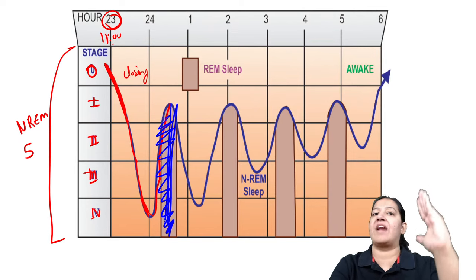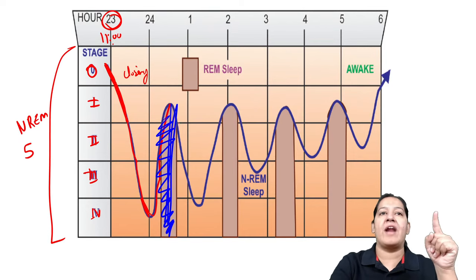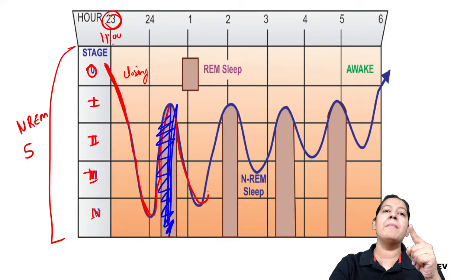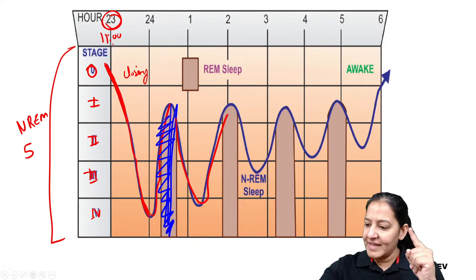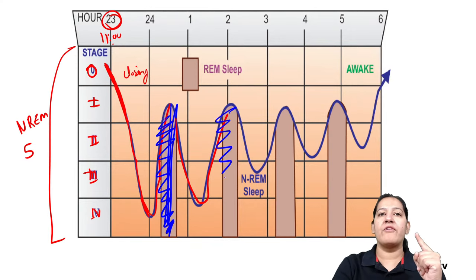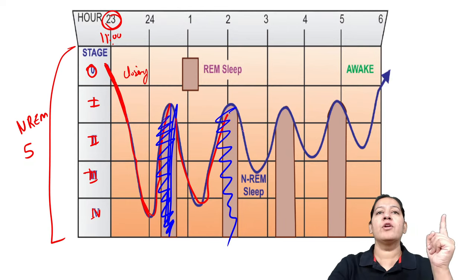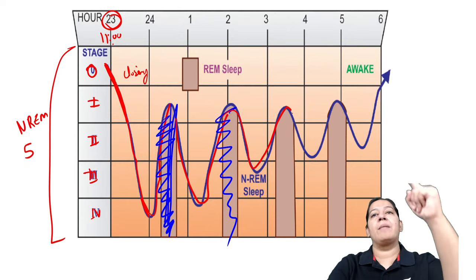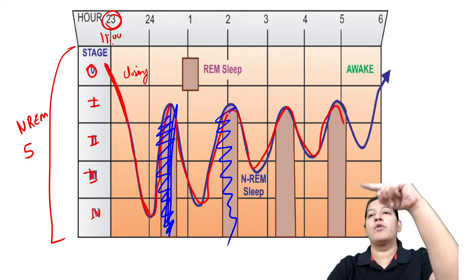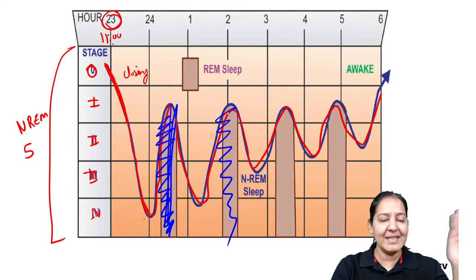Now one cycle of REM. Then again you will go into non-REM, go deep into non-REM and come back from the non-REM. And then again you will go into REM. Then again non-REM, then REM, then non-REM, then REM, then non-REM. So can you see the cycles?